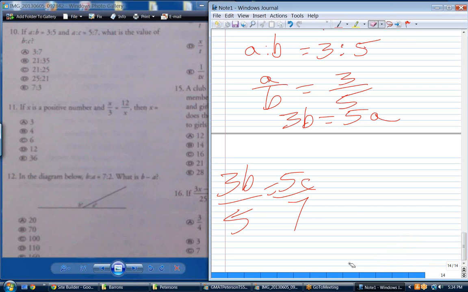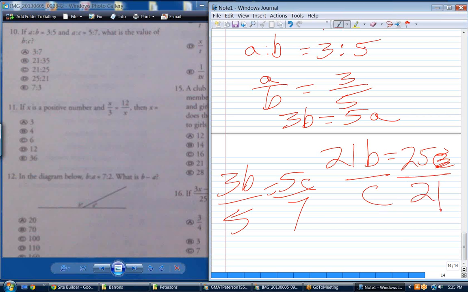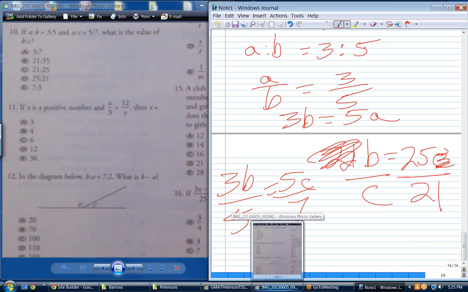Would you have to cross multiply again? Yeah, we could do that. That works. 21B equals 25C. Now divide both sides by C and both sides by 21. So B over C equals 25 over 21. So D. Yeah.